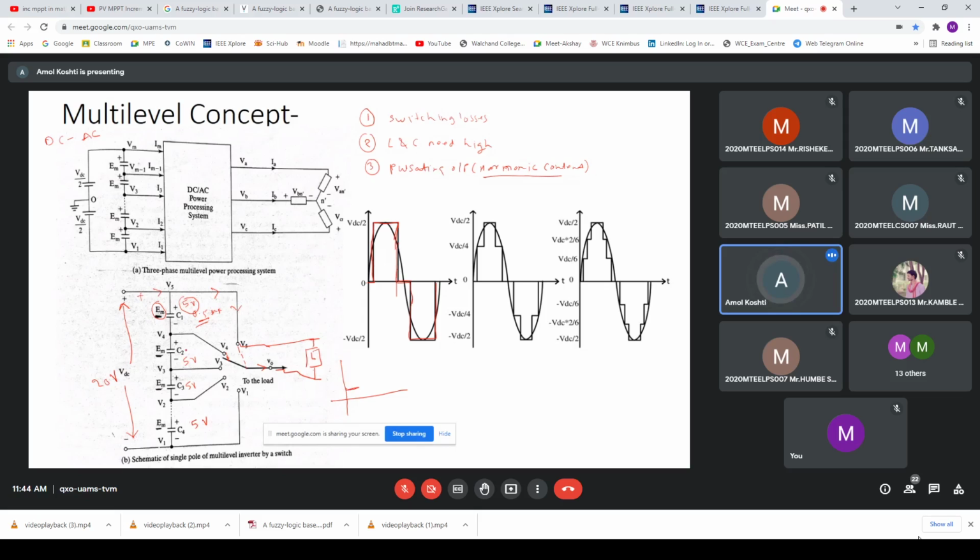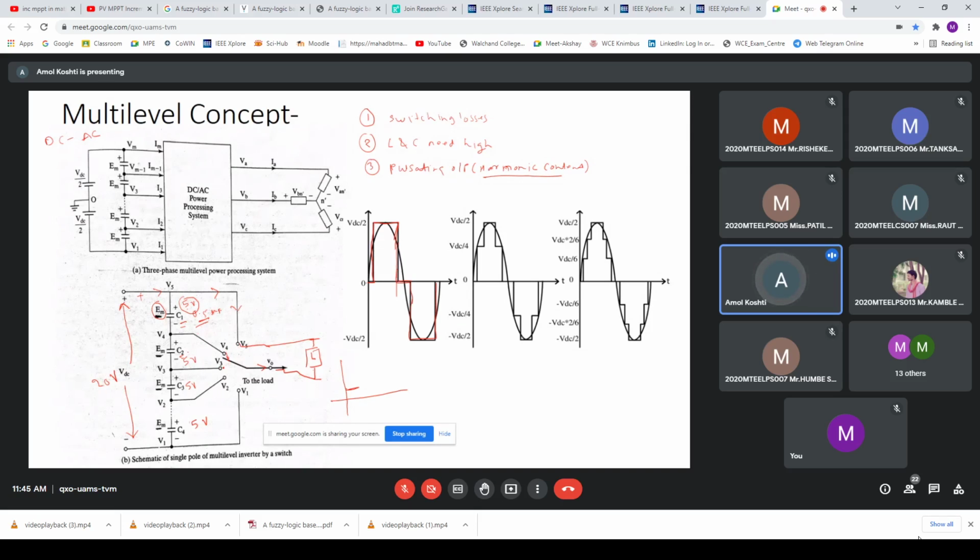Next, I have to take two capacitors into the circuitry, this C1 and this C2. So this 5 volts and this 5 volts become 10 volts. Now I connect this switch to this point. Look how the current will flow.